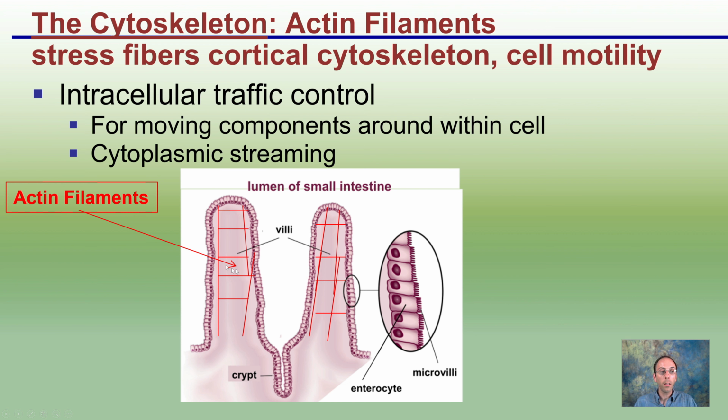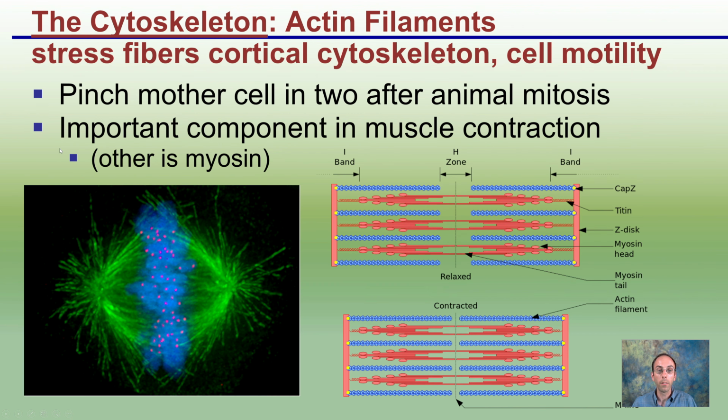This is intracellular traffic control for moving components around within the cell, also cytoplasmic streaming. These red lines represent the actin filaments, and their whole point is to keep these villi apart. We don't want them all together. We want to maintain this high surface area to volume ratio, and actin filaments help that.